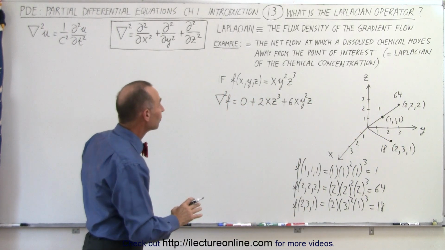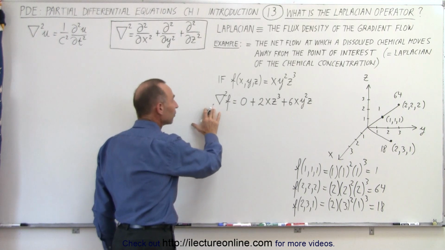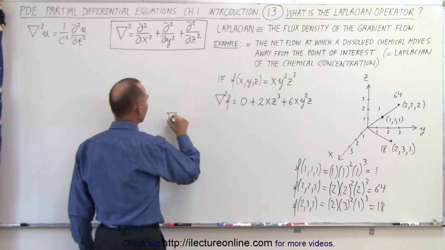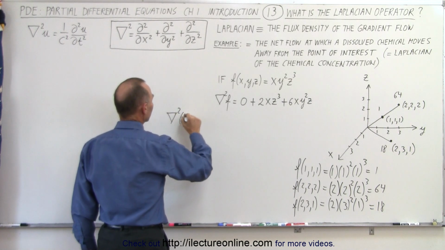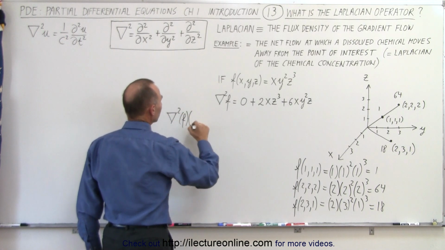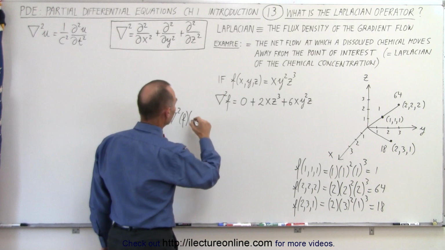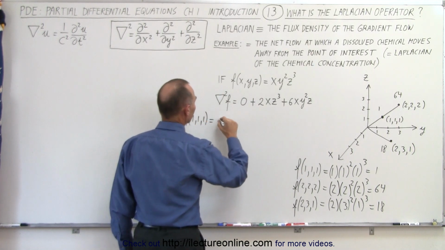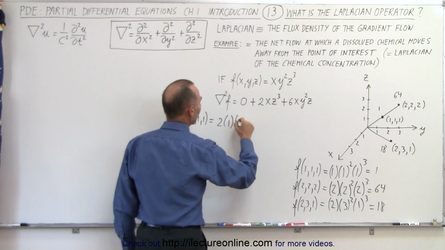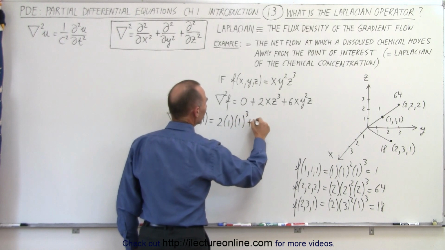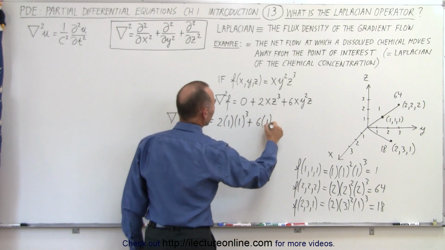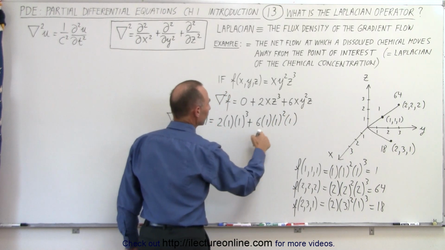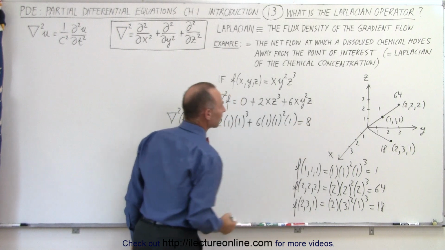Now let's calculate the Laplacian of that function at these 3 locations. So the Laplacian of the function, when x, y, and z are equal to 1, 1, 1, is equal to 2 times 1 times 1 cubed plus 6 times 1 squared times 1. So that would be 2 plus 6, which is equal to 8.